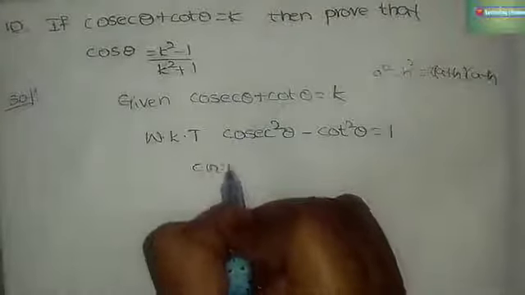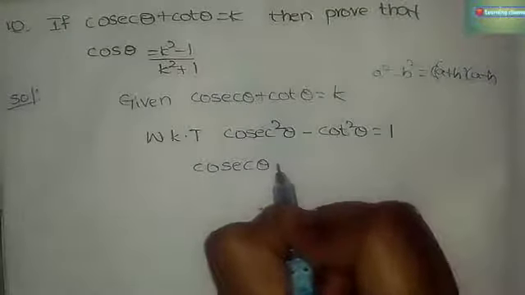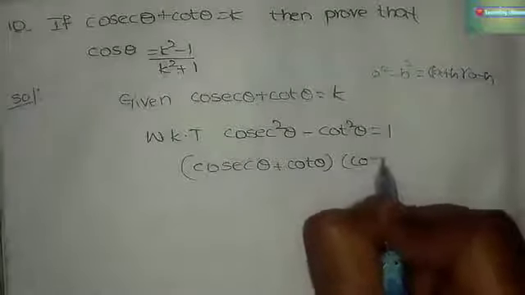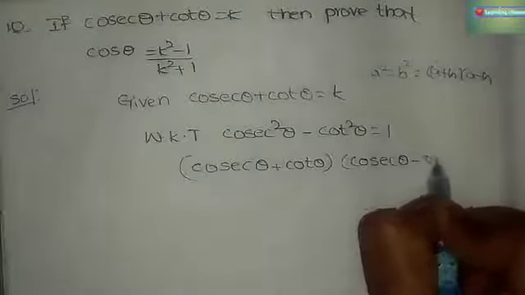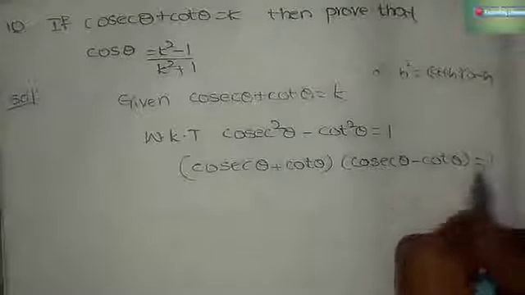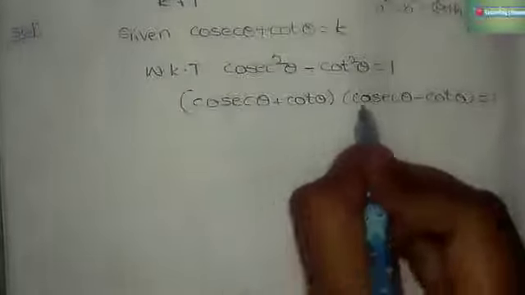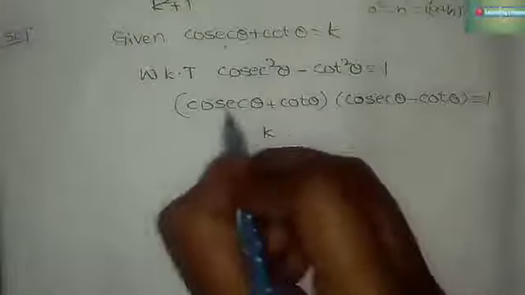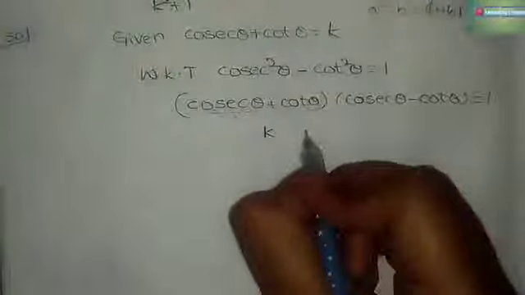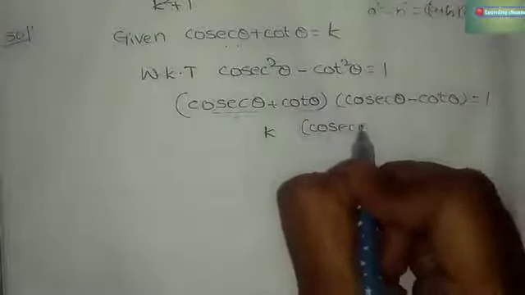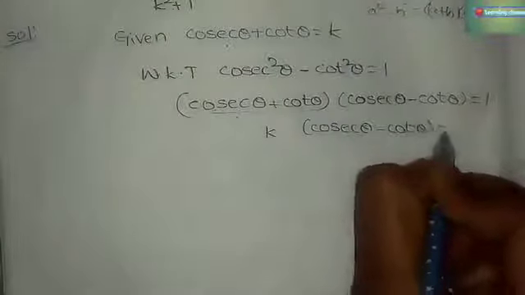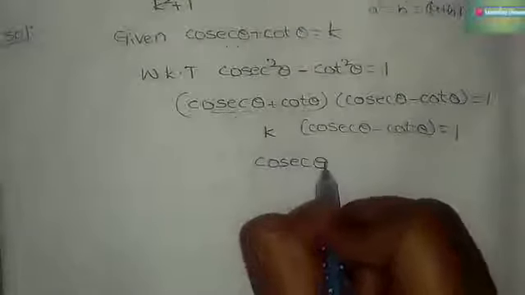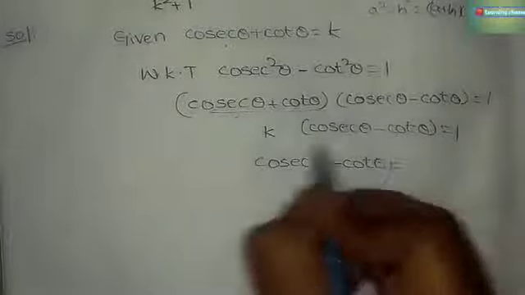When I add, these 2 will cancel. 2 cosecant theta is equal to k plus 1 by k. 2 cosecant theta is equal to, taking k as LCM, k square plus 1 by k. And also, now send this 2 to this side. It will divide, so cosecant theta is k square plus 1 by 2k.